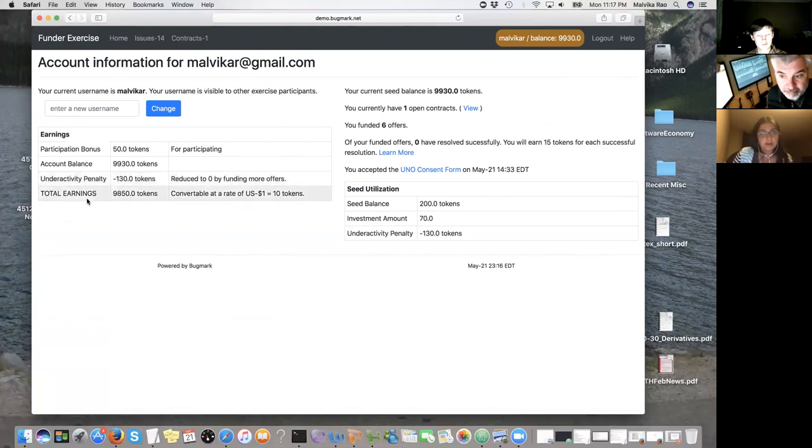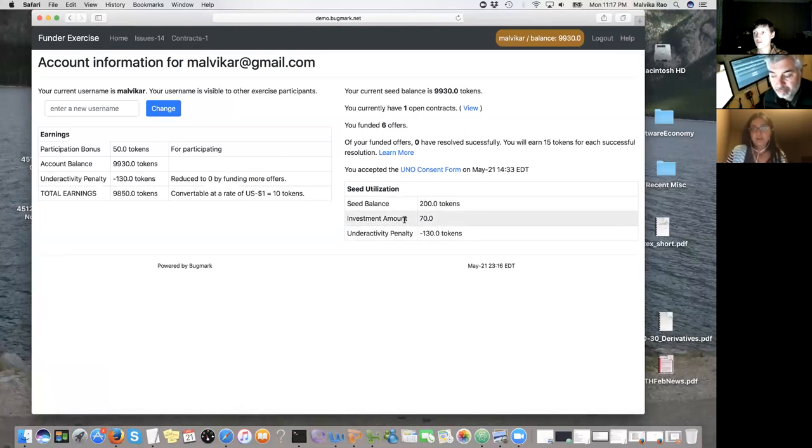And then these are my total earnings. It turns out that I had a lot of other earnings already, so my total earnings are big at this point. And then seed utilization just shows what I was given initially. That is the initial 200 tokens. How much did I invest? Investment amount shows how much I contributed as a funder, so funder cost, and also how much I contributed as a worker, the worker cost. And this is the amount.